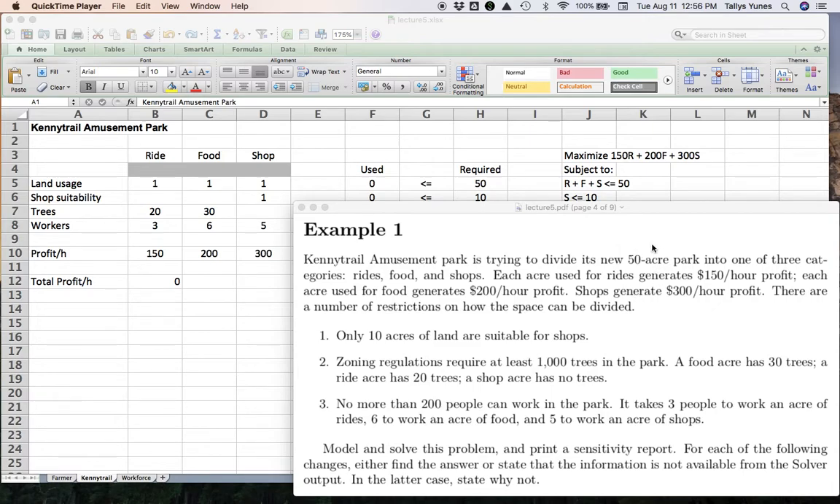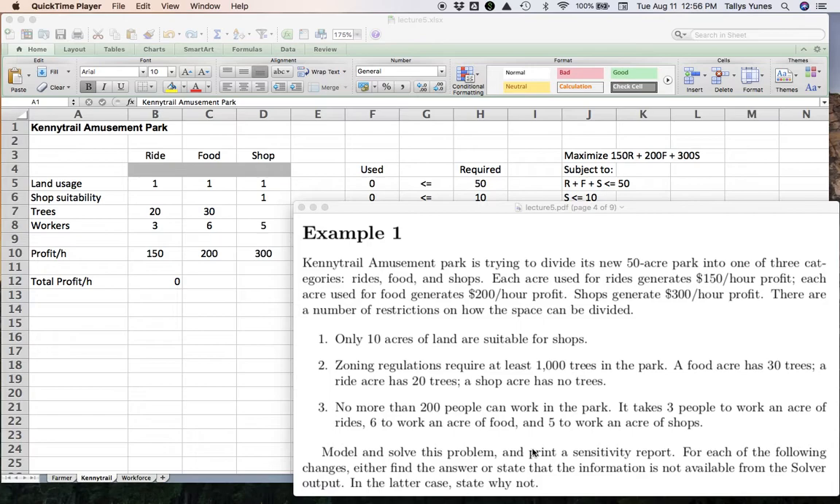Out of the 50, only 10 acres are suitable for shops. There are zoning regulations that require at least 1,000 trees in the park. A food acre can have 30 trees, a ride acre 20, and a shop acre no trees, and no more than 200 people can work in the park. This could be a fire marshal regulation. It takes 3 people to work an acre of rides, 6 to work an acre of food, and 5 an acre of shops.